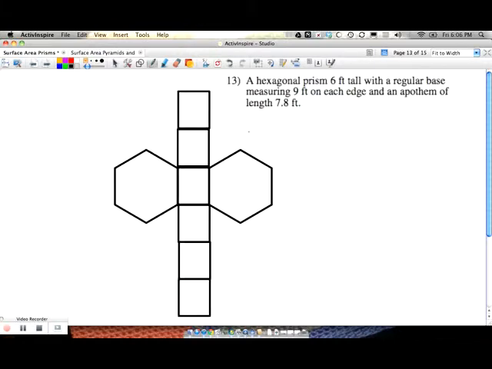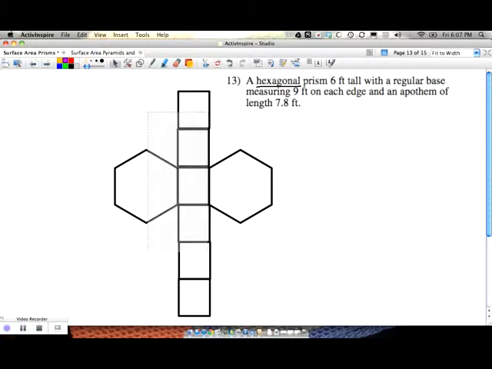All right, let's look at number 13. We're doing great here. We only got 2 more. Okay, I went ahead and drew a net that went with this. It's a hexagonal prism. Hexagonal means 6 sides. That's why I drew a 6-sided figure. And then this net with the rectangles that make them. It says it's 6 feet tall. So that's the height here.